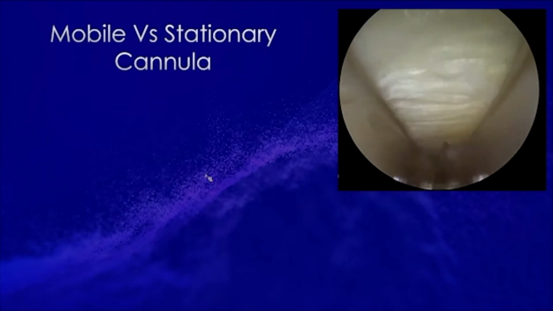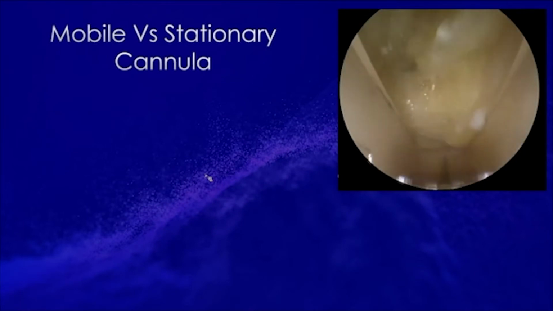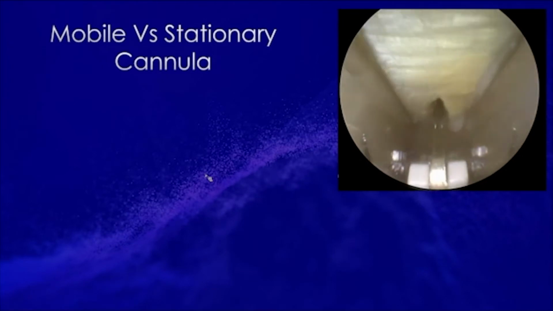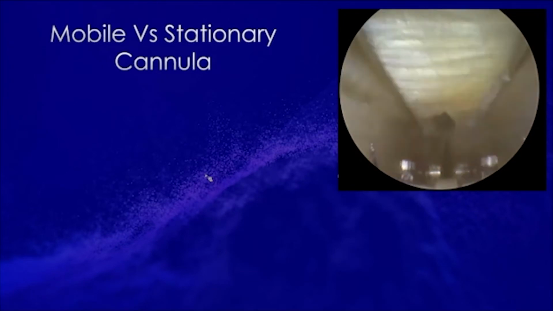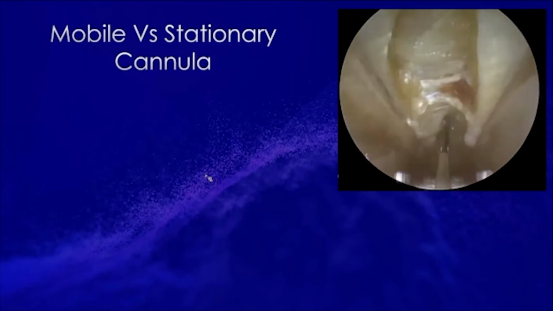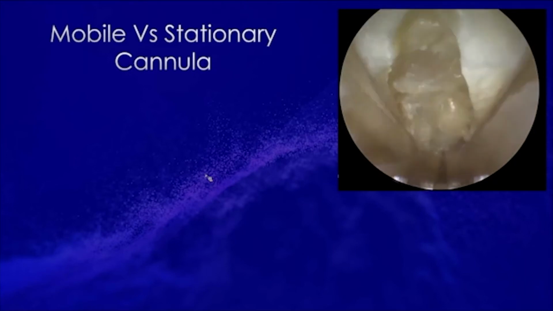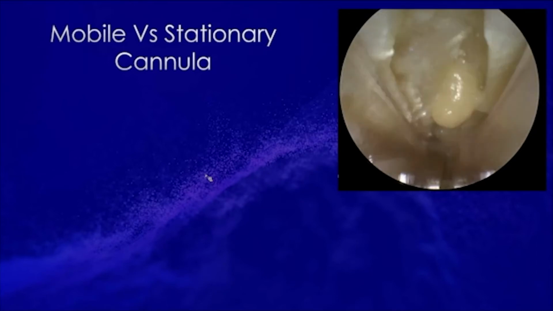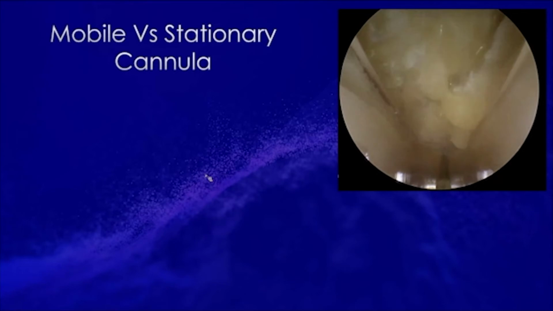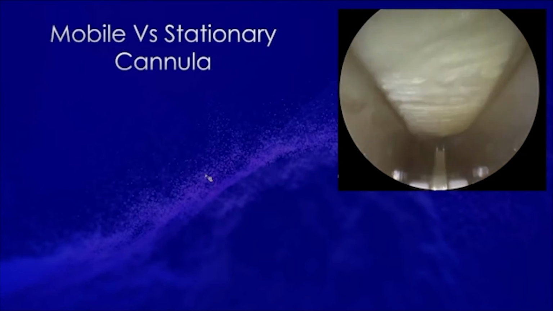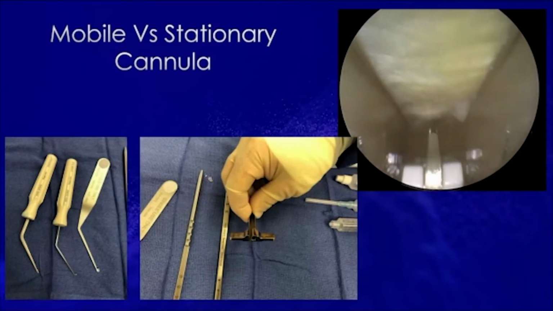You do have the option when you're doing an endoscopic release. You can do either a mobile cannula or a stationary cannula. This video shows, and hopefully it plays, a mobile cannula. I do have concerns with this in that you're bringing the whole cannula in and out, and I have concerns that a nerve can pop in and you won't notice and you can cut it with the blade. I personally prefer using a stationary cannula.